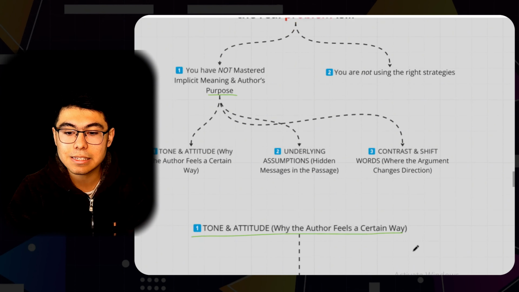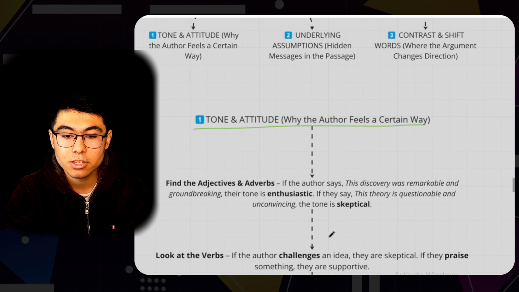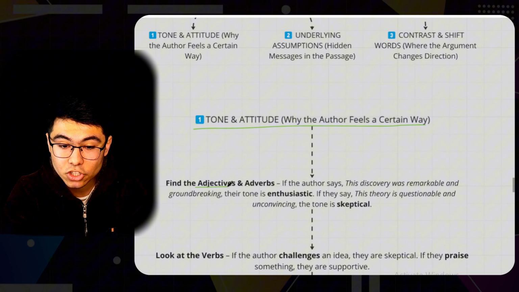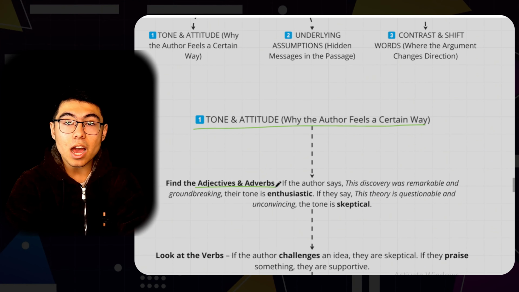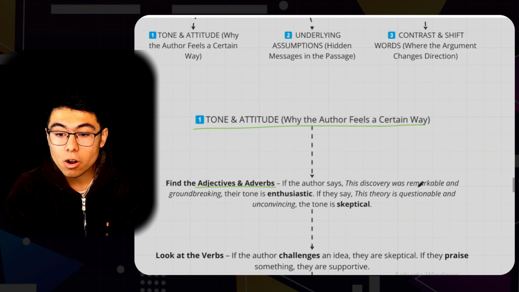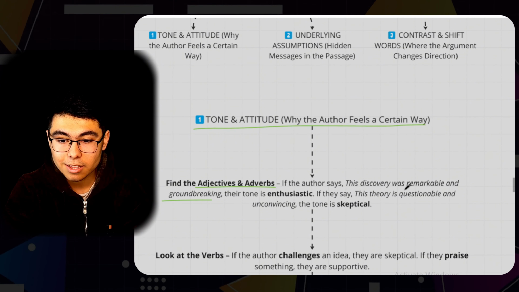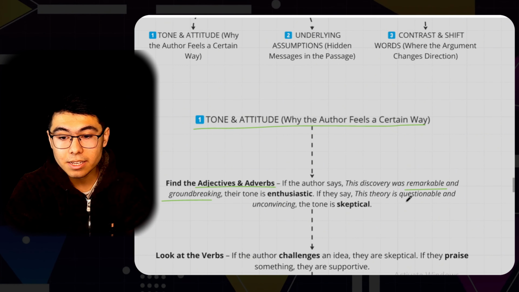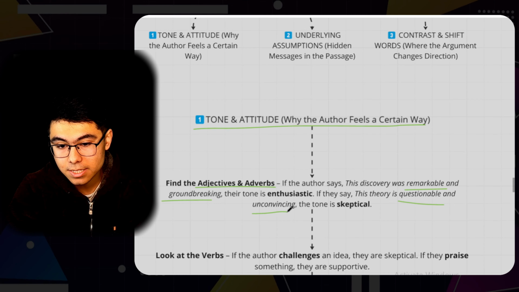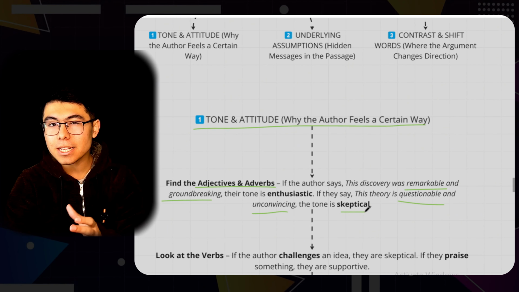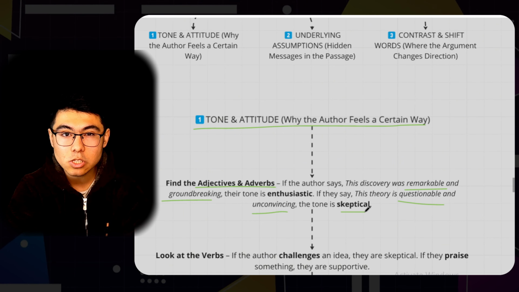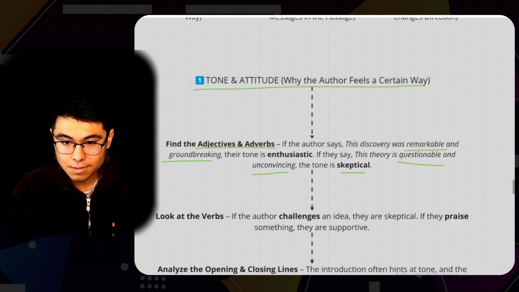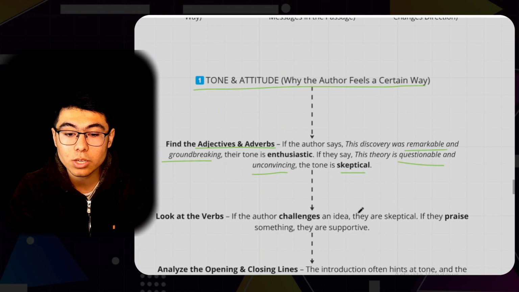So firstly, the first really powerful strategy that, if you start implementing, you will see so much growth, is finding the adjectives and adverbs. If the author says, this discovery was remarkable and groundbreaking, their tone is enthusiastic. And if they say, this theory is questionable and unconvincing, the tone is skeptical. It may seem a little too easy, but we will move on even to so advanced and really powerful strategies as well. Next up, the second thing that you have to look at is the verbs.